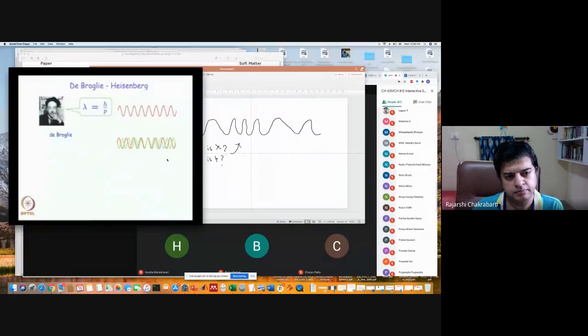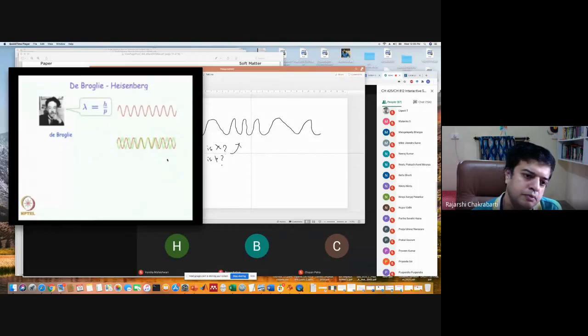So you think of this red wave and you also think of this green wave. If you look at it carefully, you would realize that the wavelengths of the two waves are slightly different. They are not the same. And now suppose you added these two waves.